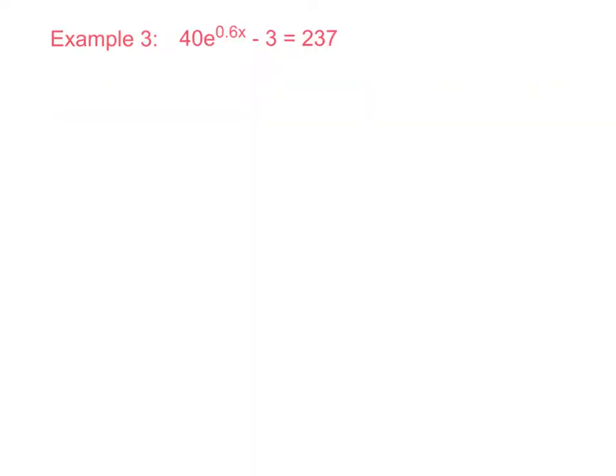Another example of an exponential equation might look like this. 40e to the 0.6x minus 3 equals 237. We're going to solve this by first adding 3 to both sides and then dividing by 40 to isolate the e to the 0.6x. If we add 3 and divide by 40, this is the result we get. e to the 0.6x is equal to 6.